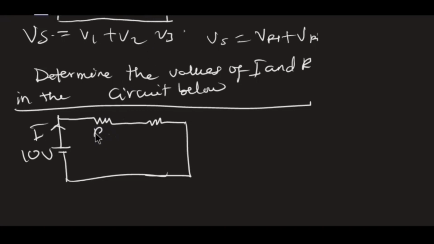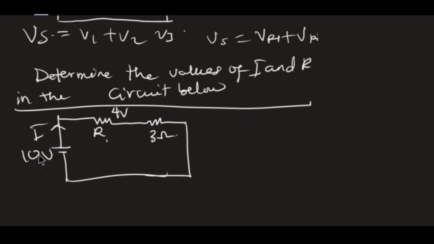So this place is R, and this is 4 volts, and this is 3 ohms. This 4 volts is the voltage drop across this side. The question is, find the value of I and this R. How do we solve this?